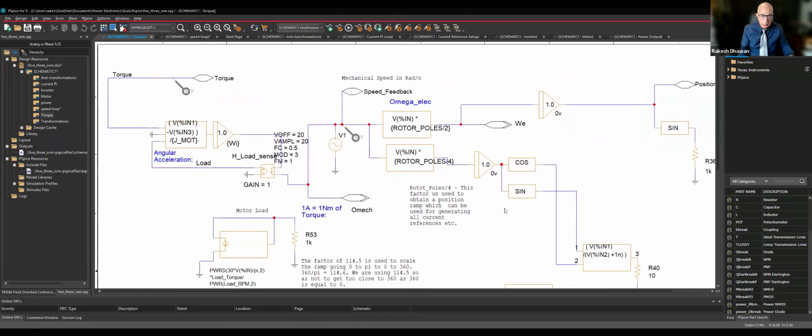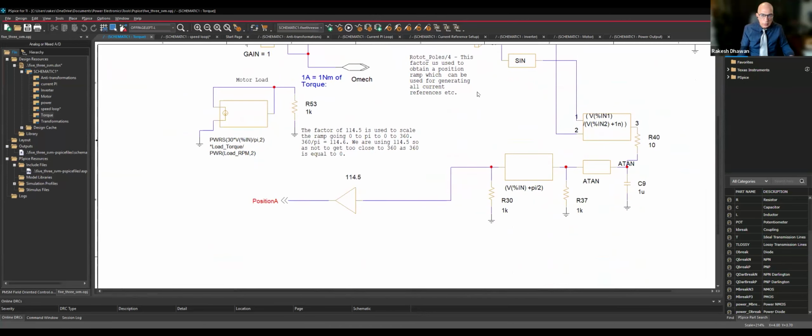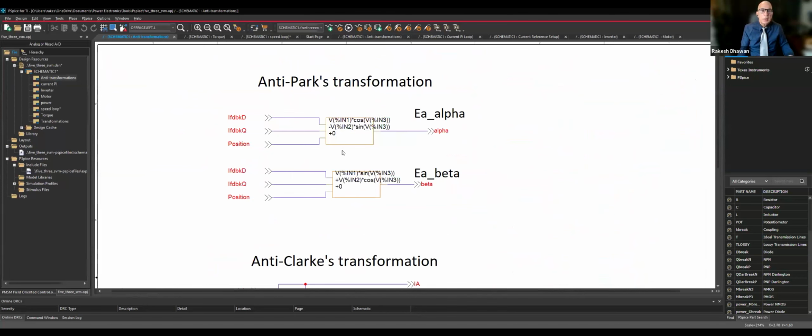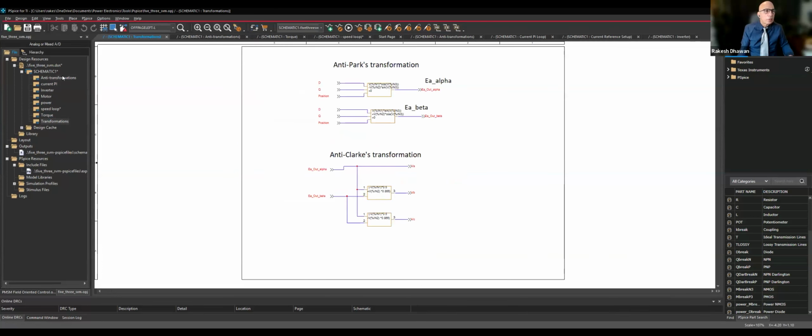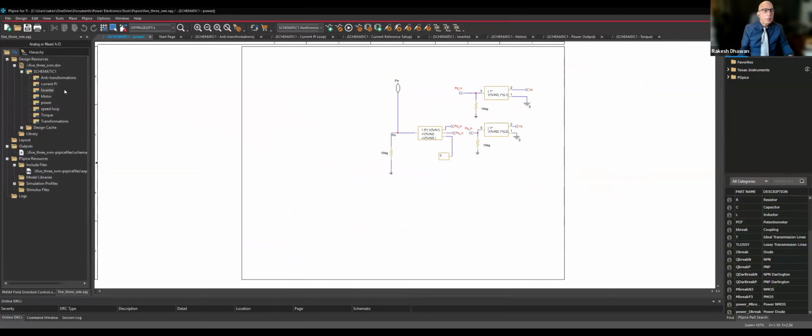But essentially what you're doing is taking the speed value and converting it into a 0 to 360-degree ramp, which you can use for computing your inverse transformations. Because for the inverse transformations here, you need the value of the position. So that's what it does. It basically gives you the position. So I think that is what we have here. Close this. We'll see if we can run the simulation here before we go to the next steps.